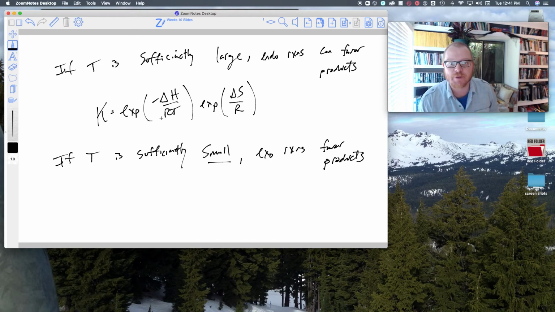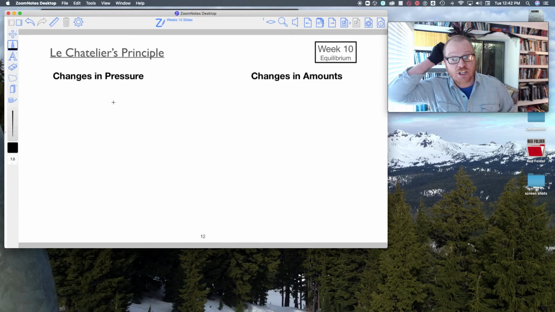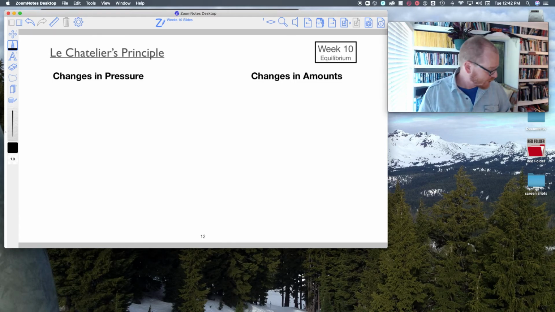And the reason for that is because now you have a negative in this term, so that gives you a positive. But when T is small, it's going to make this number really big. And the exponential of a really big number is an even bigger number, which gives you a humongous K favoring products, okay? And so now I'm looking at the time. I've been talking for 40 minutes now. And so what this is really establishing is Le Chatelier's principle. Okay, so we can talk about changes in pressure and changes of amounts and Le Chatelier's principle.